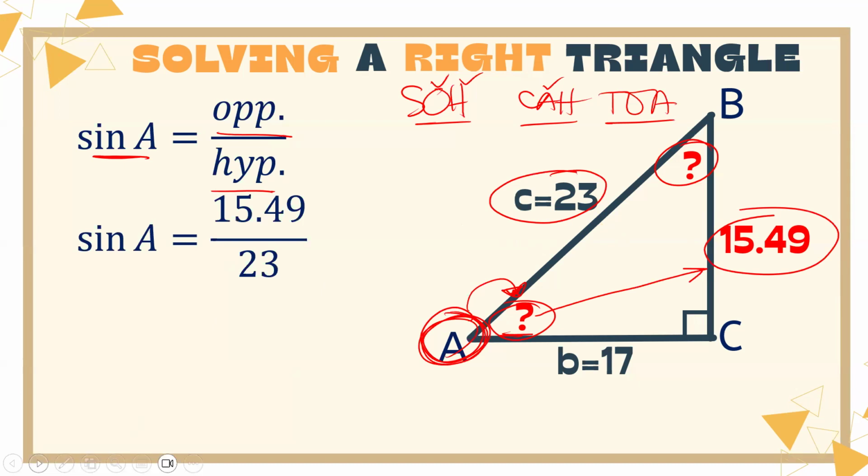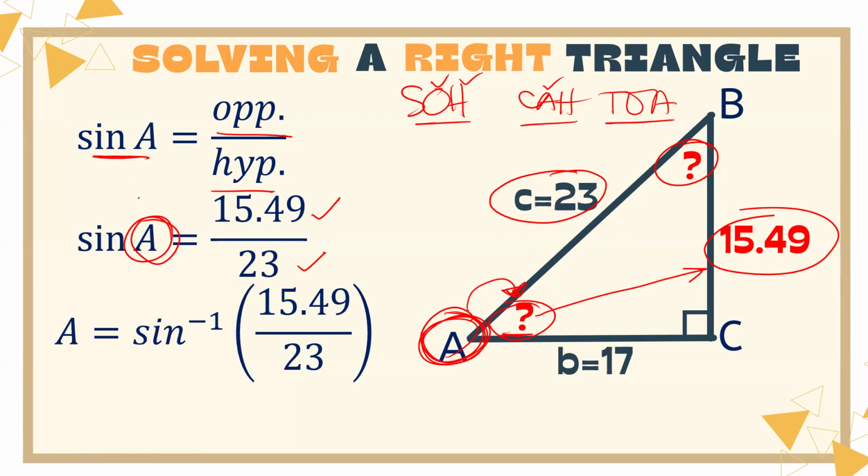Okay, so if we substitute that, we have 15.49 divided by 23. Very good. Then we need to calculate A, right? So in your calculators, there's something called shift sine, which will give you the sine -1 notation on your calculators, and you operate that with the values for the opposite side over the hypotenuse of your right triangle. So A would be sine -1 of 15.49 over 23.